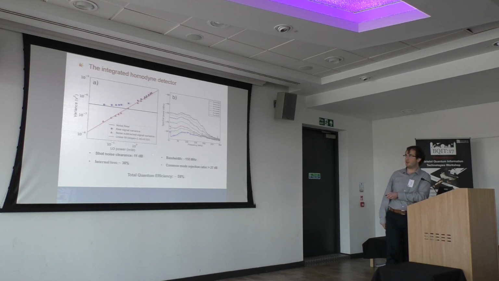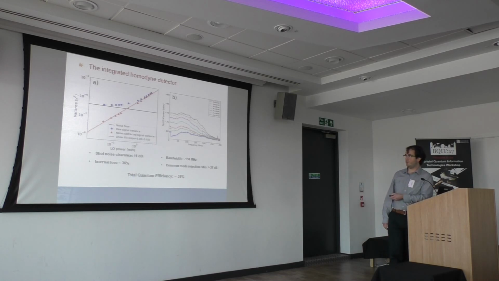So as we scan the local oscillator power, just look at the blue dots for a second here, we see that we are sitting at the electronic noise level, and as we increase the local oscillator power, eventually we start to increase the variance. Okay? So at this point, the shot noise is greater than the electronic noise. The electronic noise is uninteresting, it's just extra noise in our system.